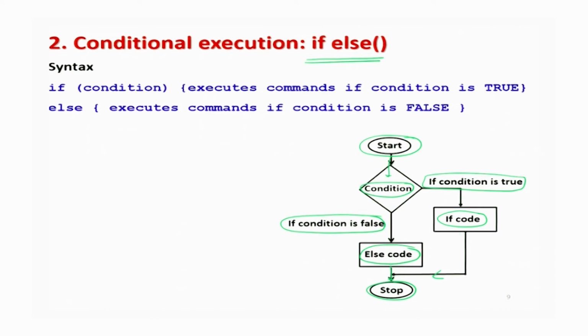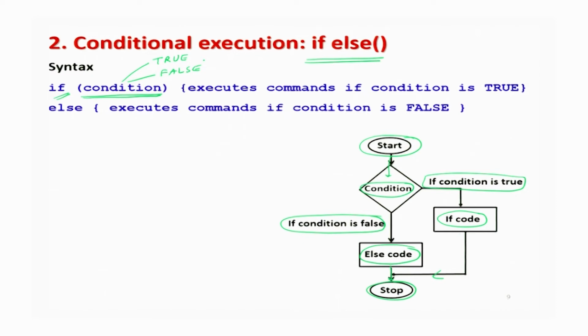So, in R, the syntax for this if else condition is as follows. You write if, in lowercase alphabets, and then inside the parentheses you write the condition. Now, this condition is going to be either true or false.